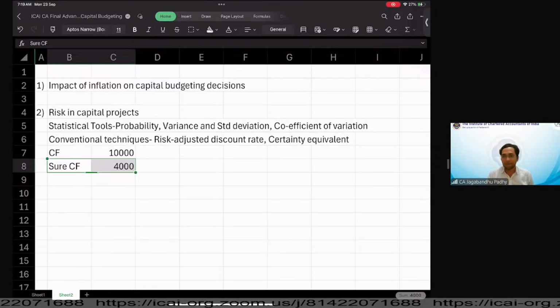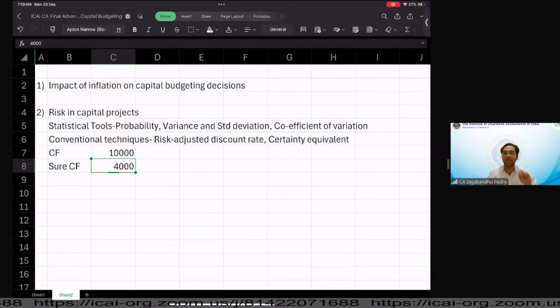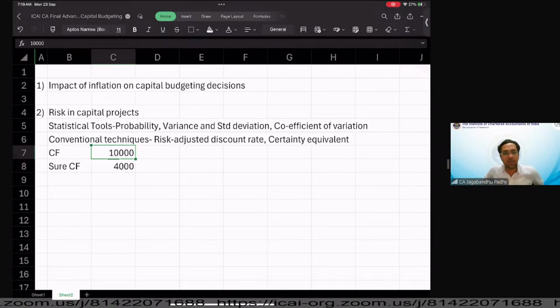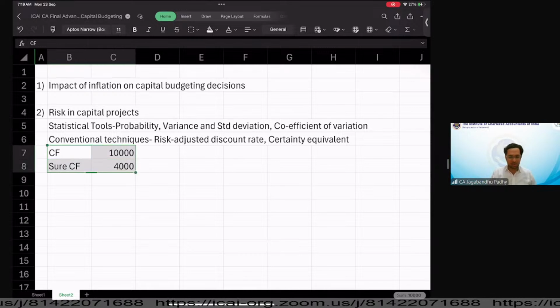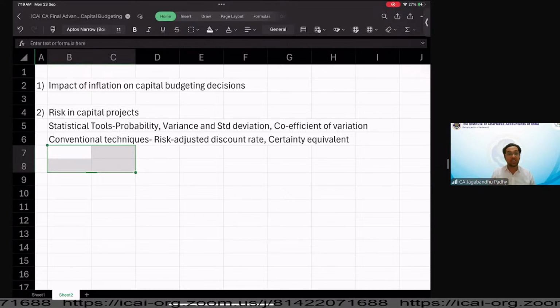You can see some of the students are answering. This 4,000 will be discounted using the risk-free rate, because these cash flows are sure. 100% surety that this is going to arrive. But yes, if we are using 10,000 as a cash flow, then I cannot use the risk-free rate, right? So that's another concept of certainty equivalent that we are going to discuss further in our subsequent classes. Certain cash flows, or certainty equivalent, is a technique that we are going to use.